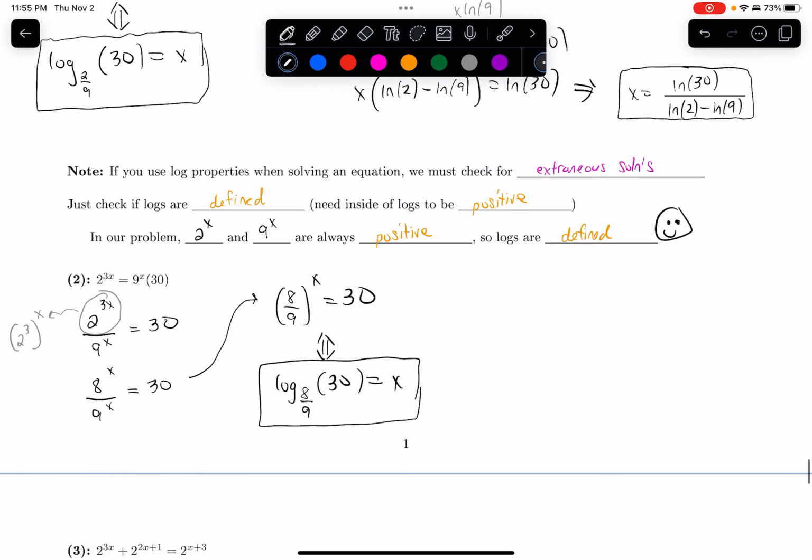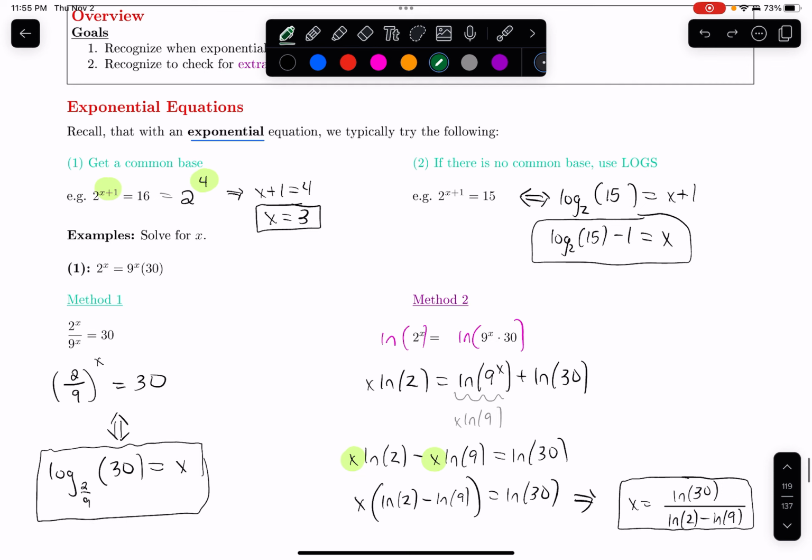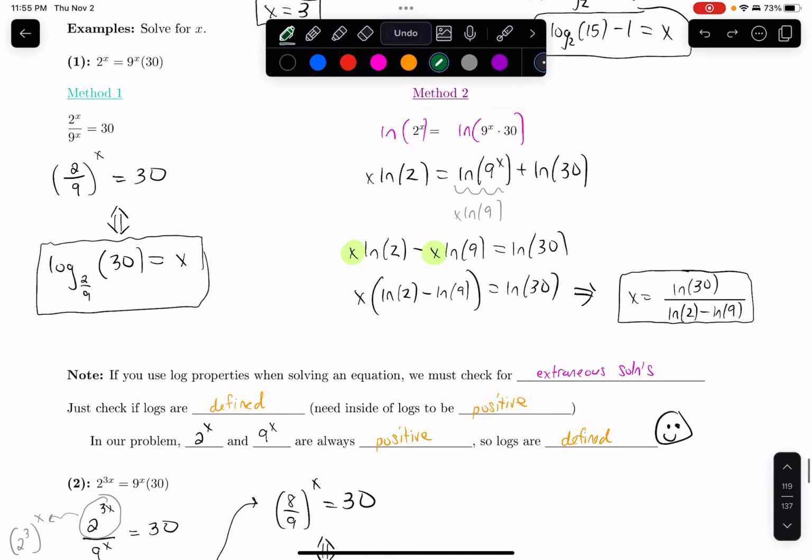All right, so nice. Notice again, I'm going quickly through this detail, but in this exponential equation, when I look at the 8 over 9 and I look at the 30, there's no nice common base. And that's why I use logs. If there had been a nice common base, then I would just use the common base like I did in this example to help me solve it. I wouldn't need logs.